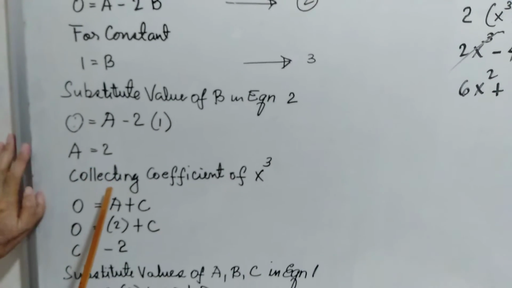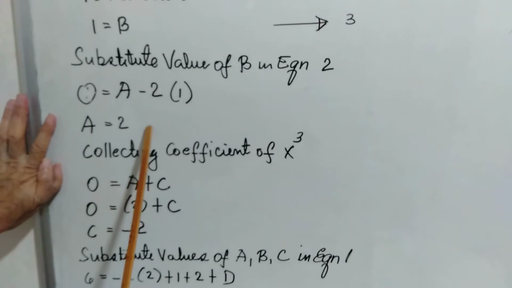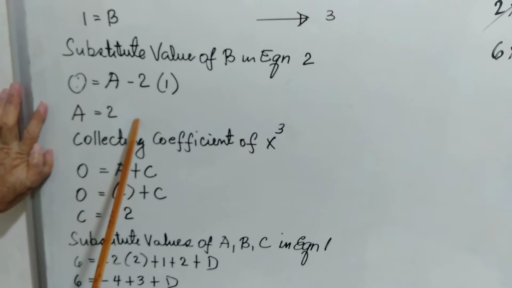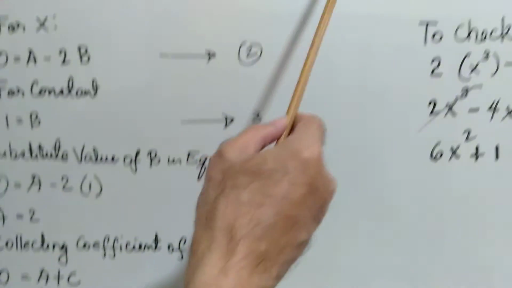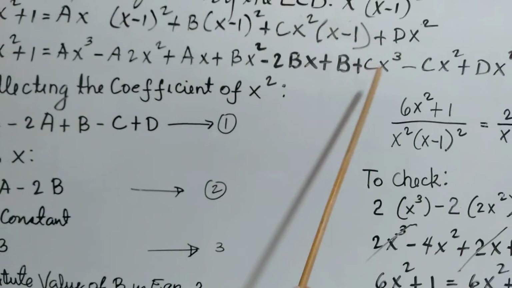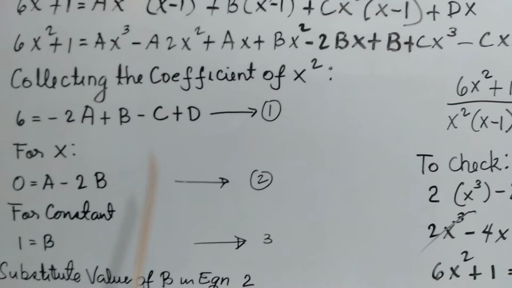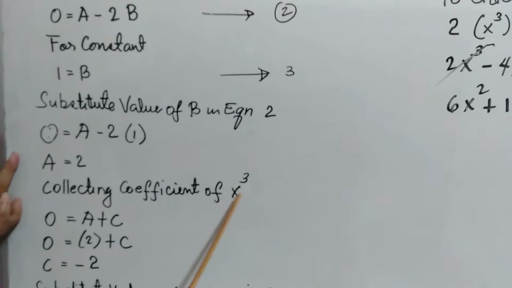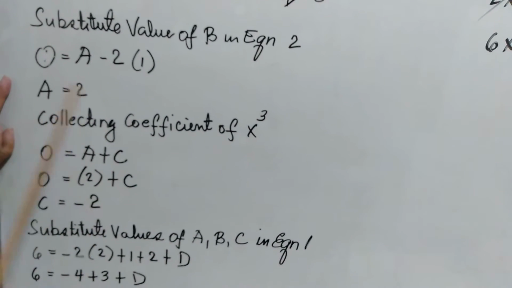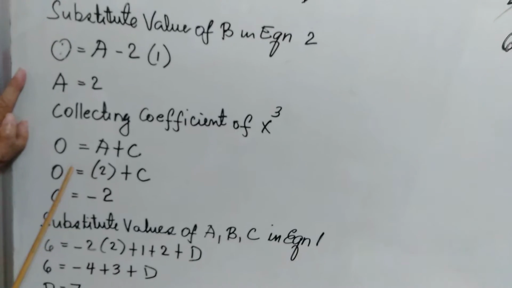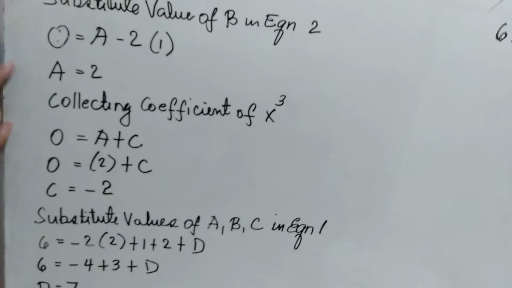Now we have found the values of a and b. Now we try to collect the value of c. So we collect the coefficient of x cubed. So 0 is equal to a plus c. We have solved for a, so 0 is equal to 2 plus c. So c is equal to negative 2.